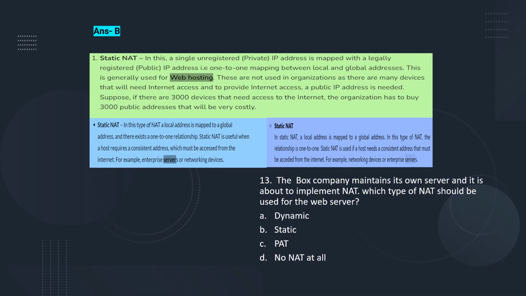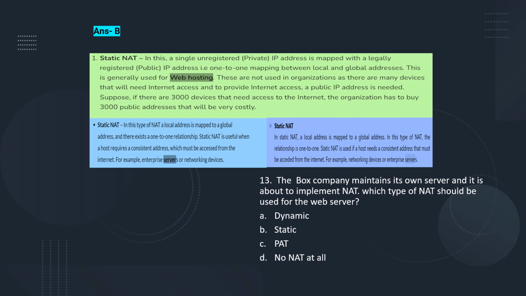The next question is about network address translation. It asks: a company maintains its own server and uses NAT; which type of NAT should be used for the web server? The answer should be static NAT. In static NAT, a private IP address is translated to a public IP address, and it is used for web hosting. A single private IP address is mapped to a single public IP address, and it is used for the web server.